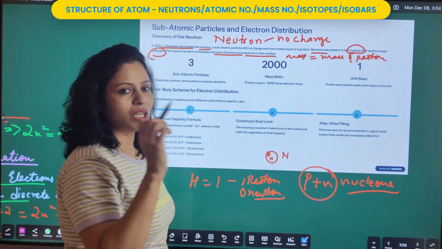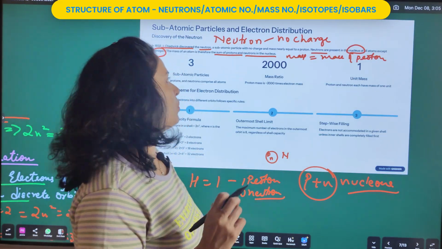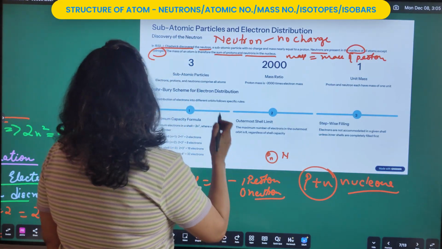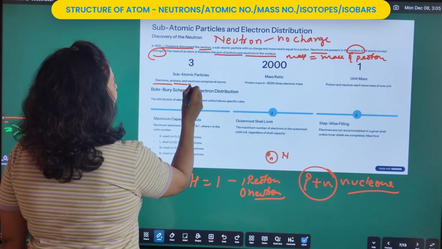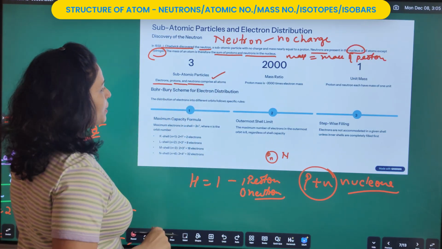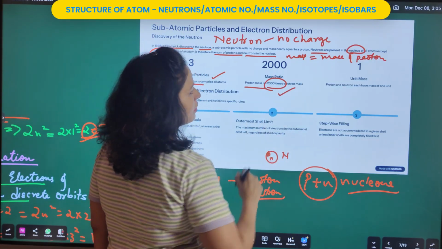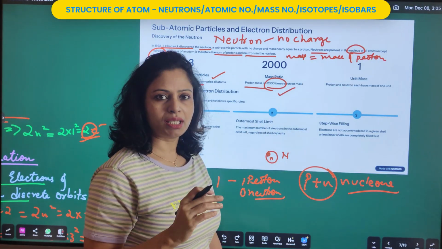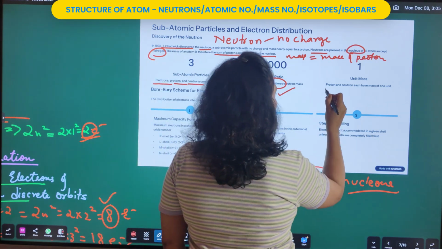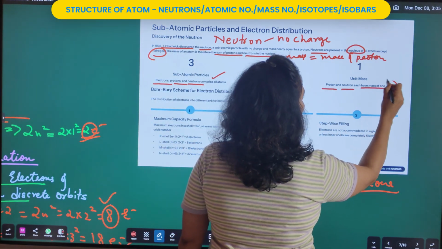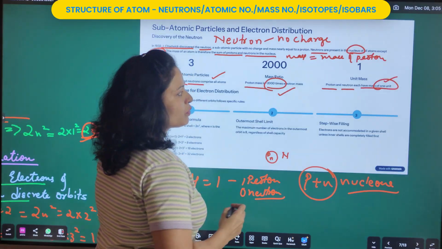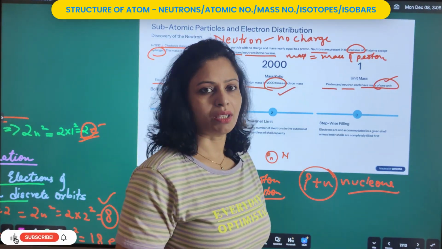The electrons revolve around the nucleus. So the subatomic particles comprising the atom are electrons, protons and neutrons. Proton mass is about 2000 times the electron mass, so electron mass is considered negligible, and proton and neutron each have a mass of 1 unit. Both proton and neutron have the same mass.